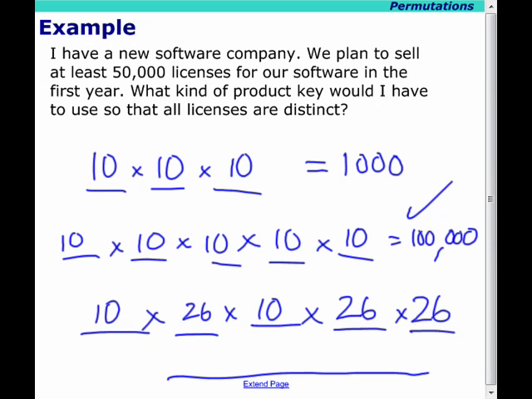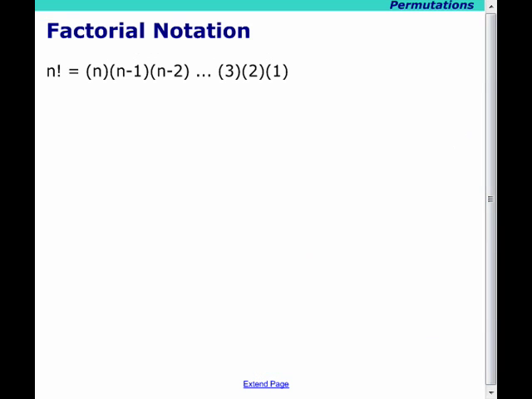Nowadays with Microsoft, boy, they've got a ton. Like to type in their product key when you buy something from them, you've got, I don't know, 20 digits long. Just think about how many distinct product keys there would be with 20 digits. Boy, that'd be a lot.